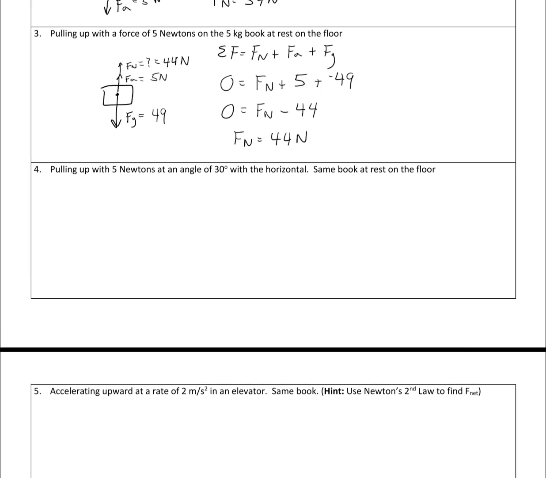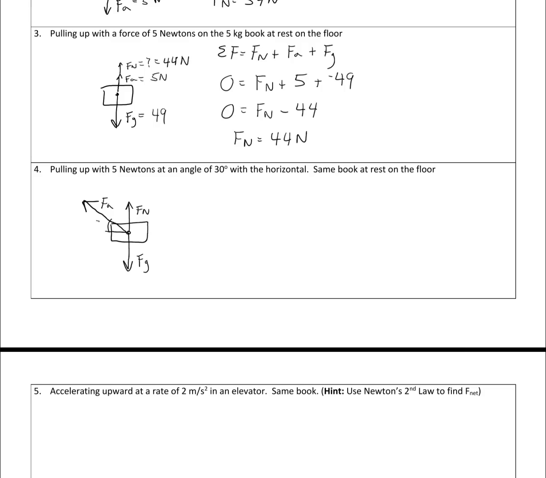For number 4, it says you're pulling up with 5 newtons at an angle of 30 degrees with the horizontal. What the heck? Oh my gosh. All right, so you have the weight pulling down. You have some kind of normal force going up. And you have an applied force at some wonky angle. And it's 5 newtons. This thing is not even close to being at scale.